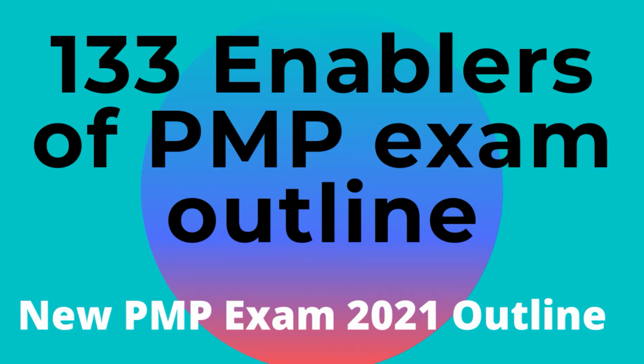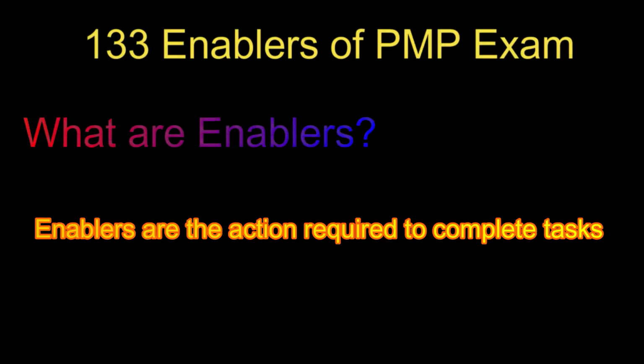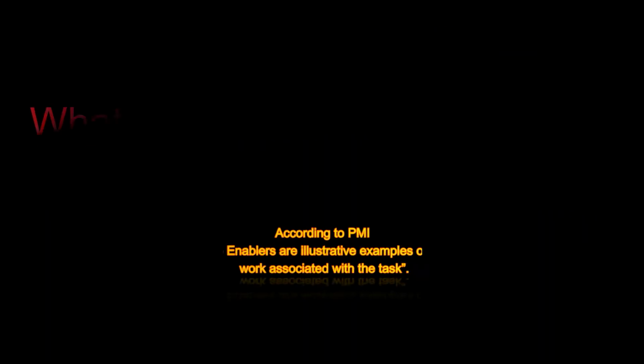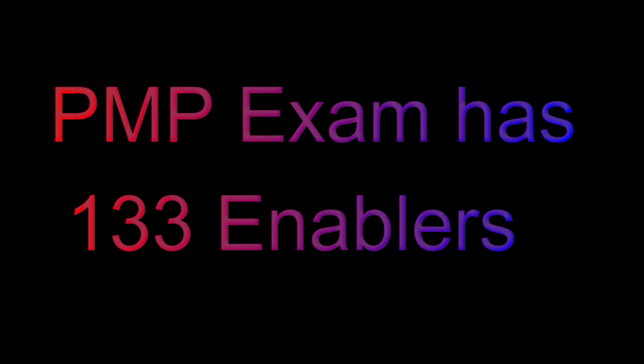Today we will discuss 133 enablers of the PMP exam. What are the enablers? Enablers enable something or make it possible. Enablers are the actions required to complete tasks. According to PMI, the enablers are illustrative examples of the work associated with tasks. The PMP exam has 133 enablers.